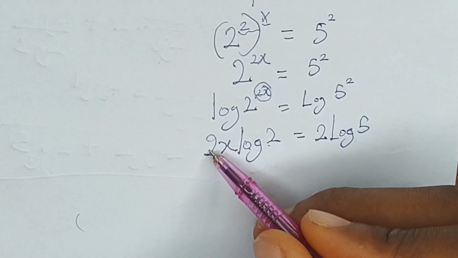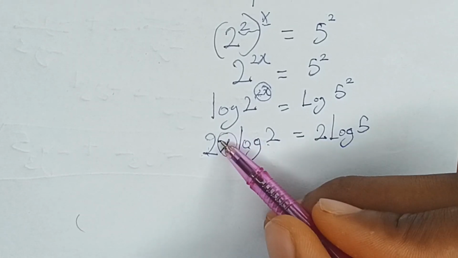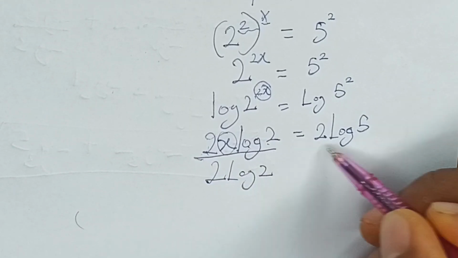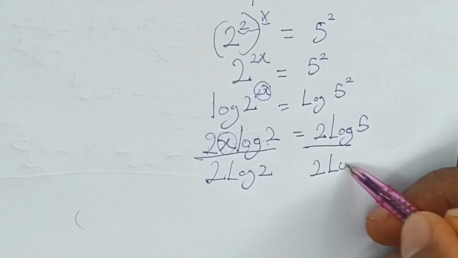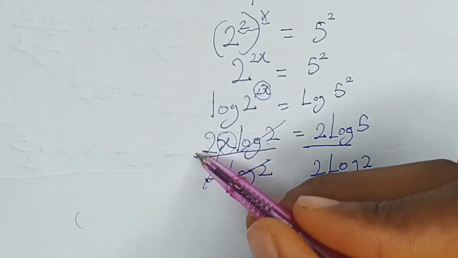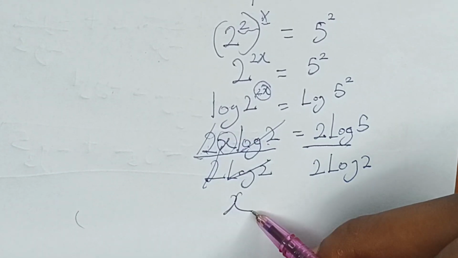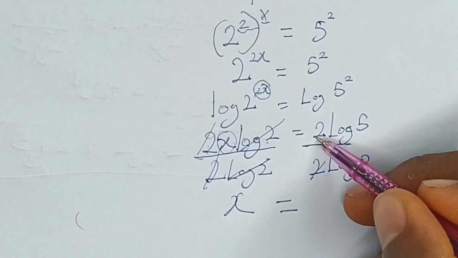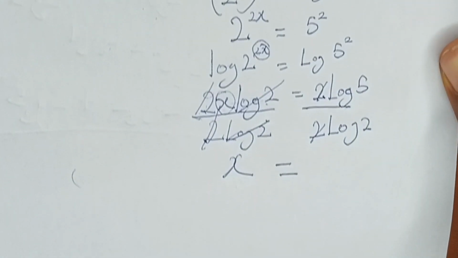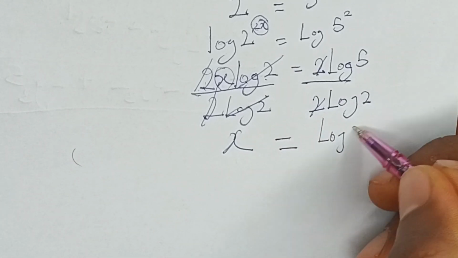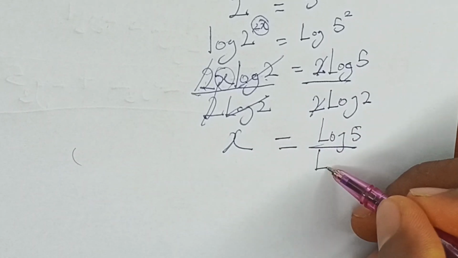From here, we can now say, let us divide both sides by 2 times log of 2, because if you divide both sides by 2 times log of 2, we have x left. So we divide here by 2 times log of 2, and we divide this side by 2 times log of 2. Log of 2 cancels log of 2, 2 cancels 2, and we're left with x. x now becomes equal to what? 2 cancels 2 here as well. So I have that x becomes equal to log of 5 divided by log of 2.